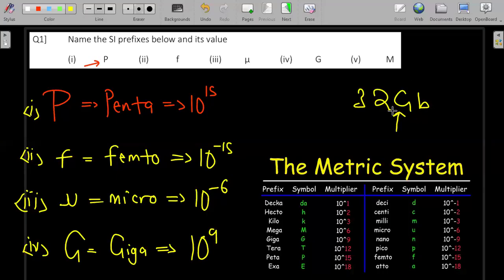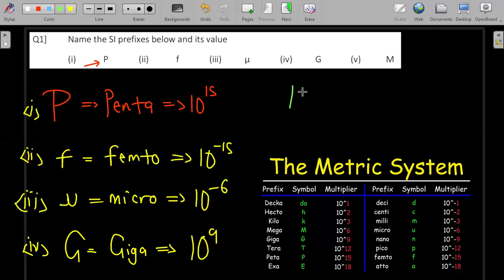Okay, so this G here, you can actually represent it by 10 to the power what? 9. So 32 gigabytes is the same as 32 multiplied by 10 to the power 9 bytes. All right. Anyway, we're not converting units, but I thought I should mention. So the G, capital letter G, represents giga, and it has a value of 10 to the power 9.